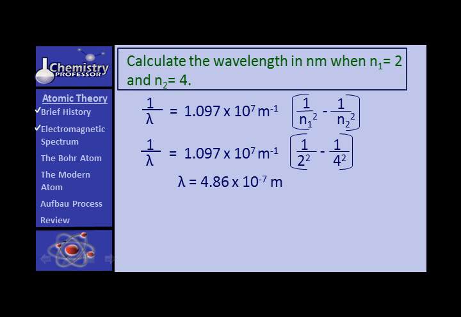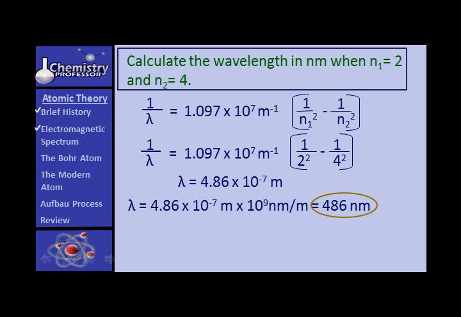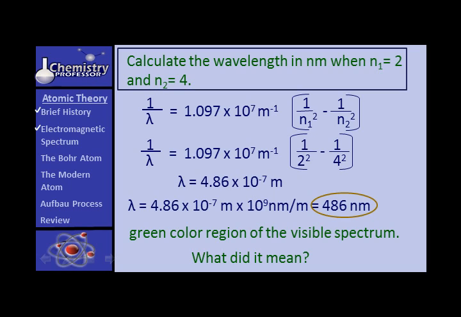But I wanted it in nanometers, so convert it. Lambda is equal then to 4.86 times 10 to the negative 7th meters times 10 to the 9th nanometers per meter. Gives us 486 nanometers. Now you can look at a spectrum and see where it's going to fall. And in this case, at 486 nanometers, the line is going to appear in the green color region of the visible spectrum. Now, Rydberg could calculate this just fine. The question was, what did it mean?